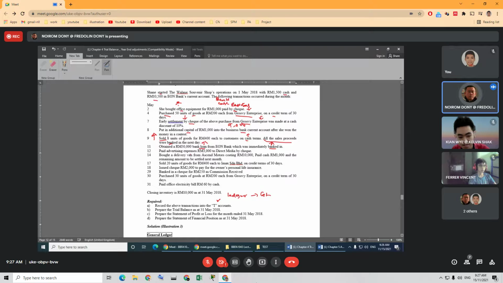Paid advertising expenses 3,000 to Direct Media by check. Okay, advertising by check. So these two keywords, advertising and check. Since it's been settled, we don't need this name. So the bank will reduce and the advertising expenses increase. Okay, we debit advertising, we credit the bank.